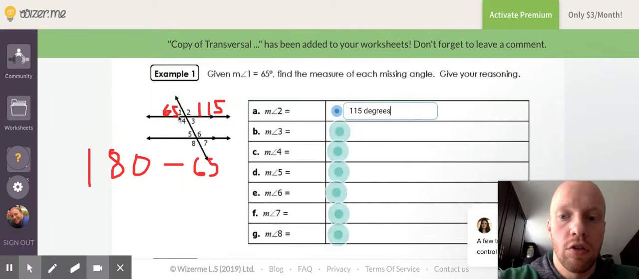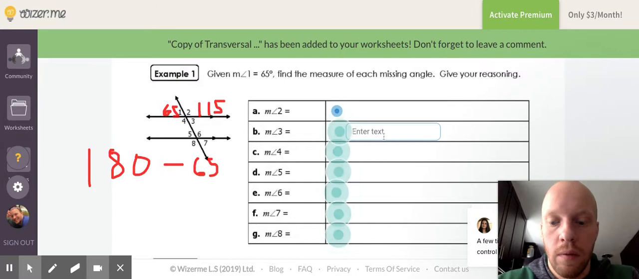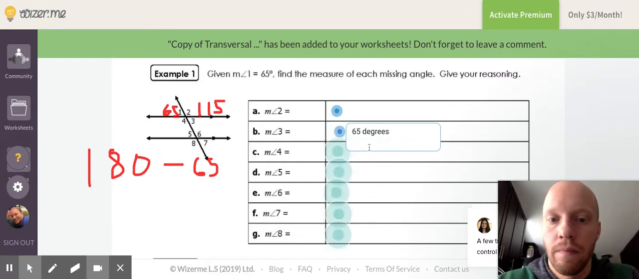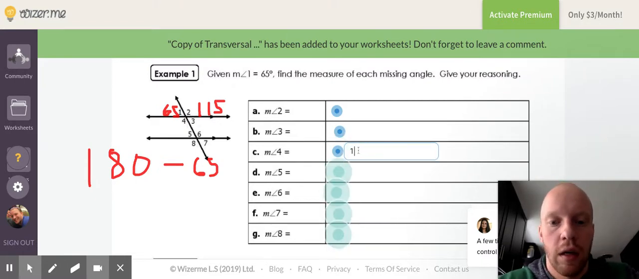Now I'm going to just look at measure of angle 3. What's our angle pair relationship here? Well, these are vertical angles, right? So that means measure of angle 3 is going to be 65 degrees. Okay. And now I can look at measure of angle 4. Measure of angle 4, well, it's vertical with angle 2. So that's also going to be 115 degrees, right? Because vertical angles are congruent.